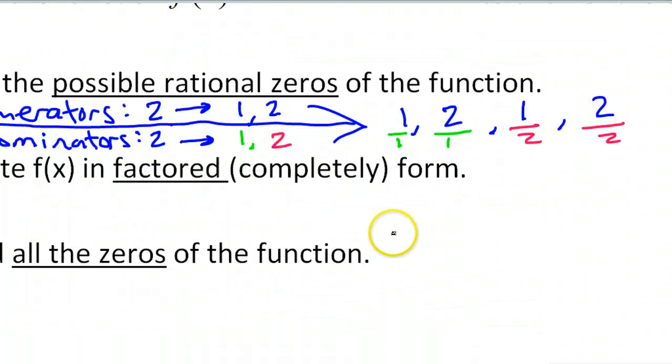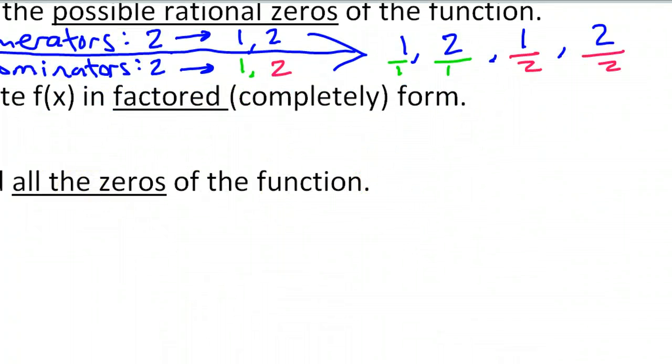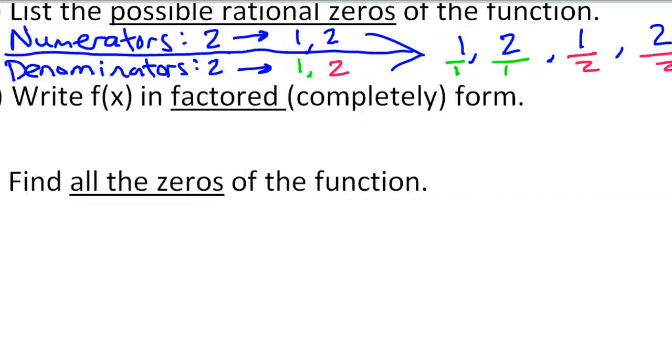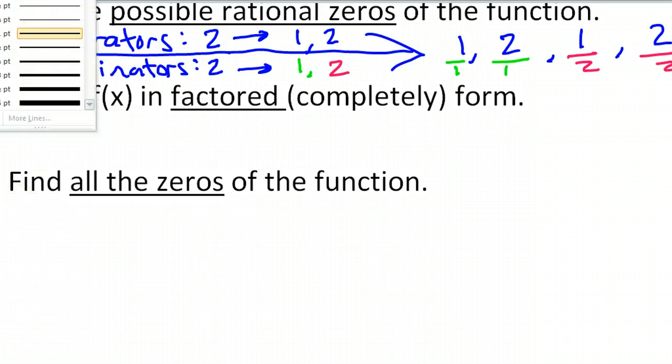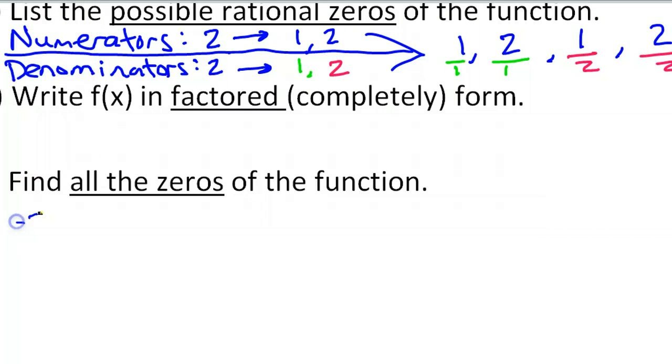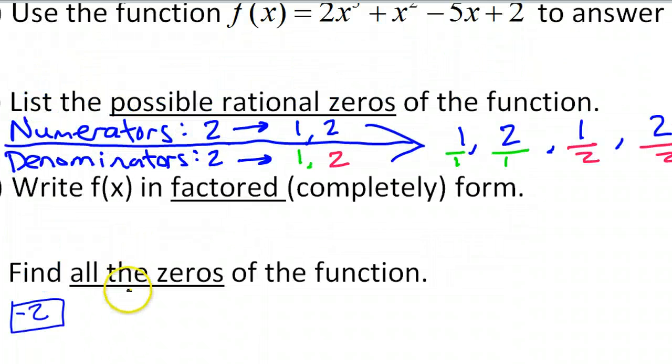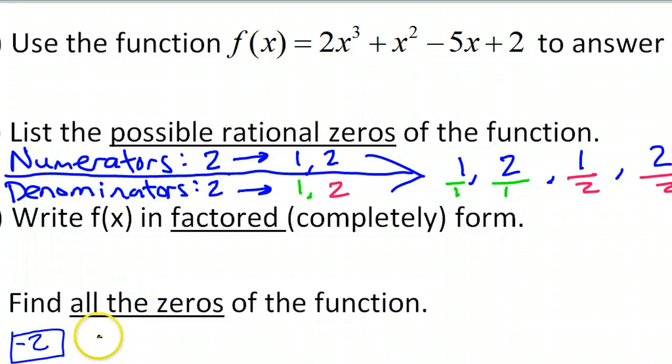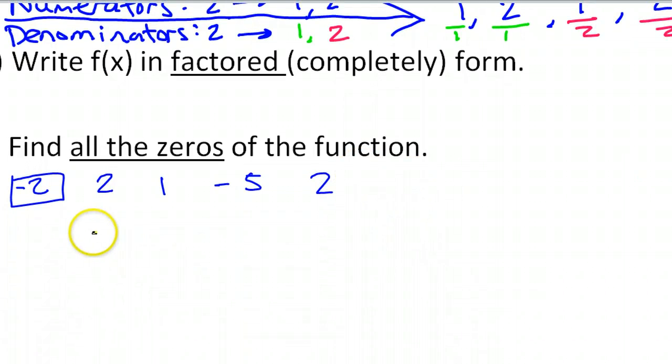Okay, so since -2 is a 0 of the function, I'm going to use synthetic division to factor it down. So let's use synthetic division. So I go -2, and let's see, my coefficients are 2 and 1, -5 and 2.